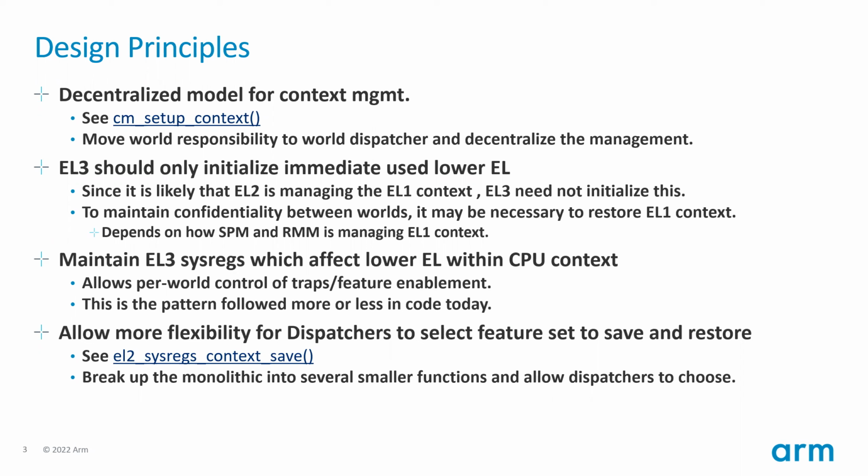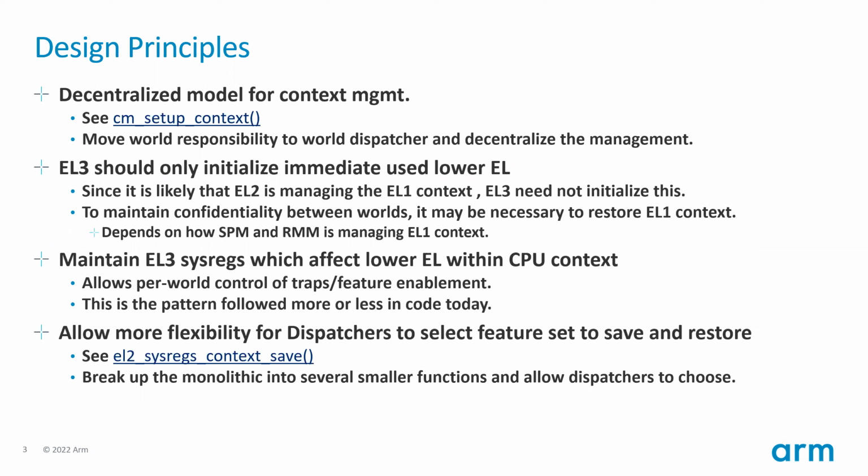The third point is related to feature enablement for each world. Currently, the way features are enabled for a particular world, it's a mix of CPU context and direct register access. For example, certain features are enabled for a particular world via the CPU context library, whereas certain other features are enabled by just directly writing the global system register. And every time a world switch is detected, the global system register is modified.